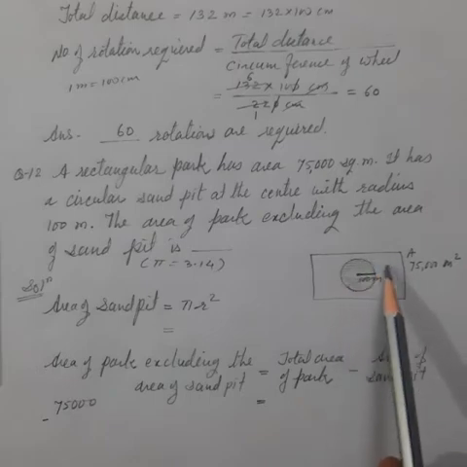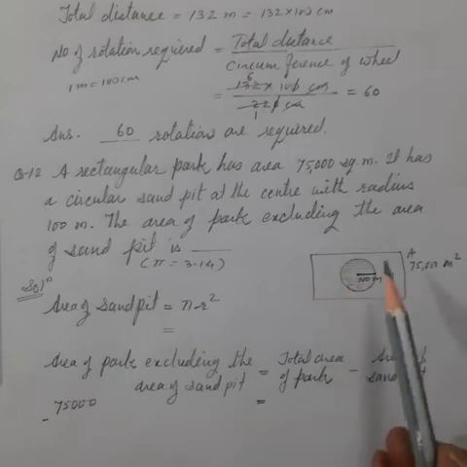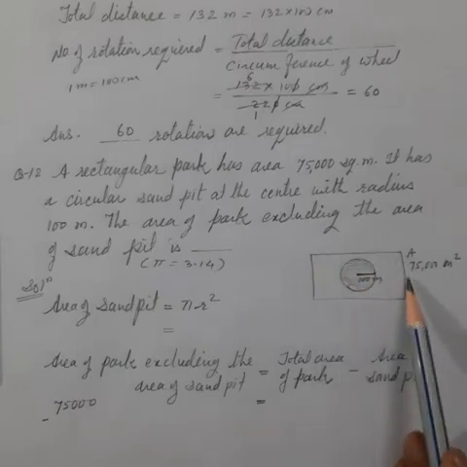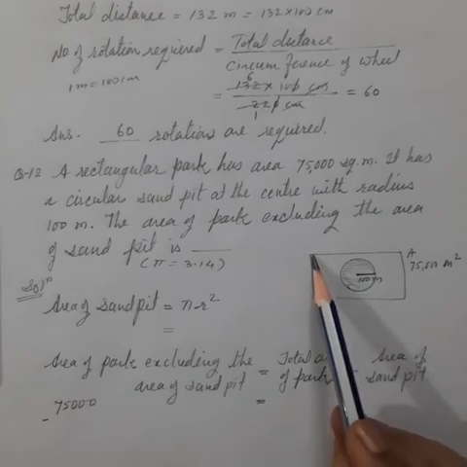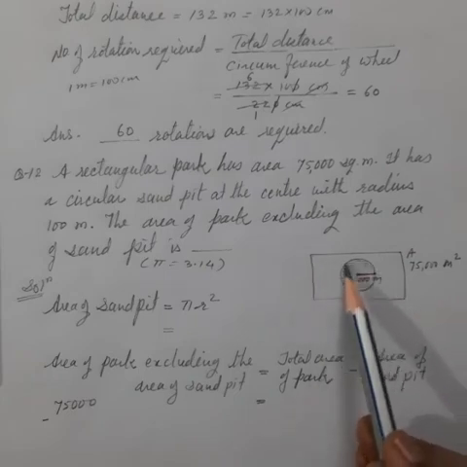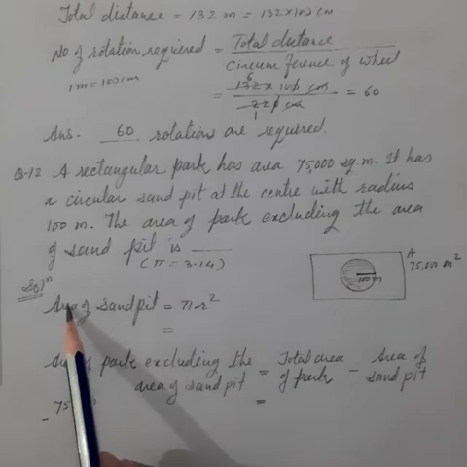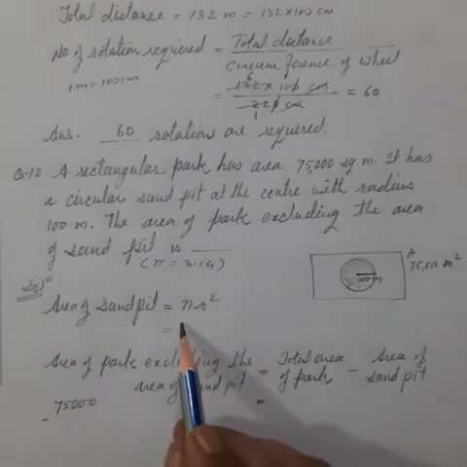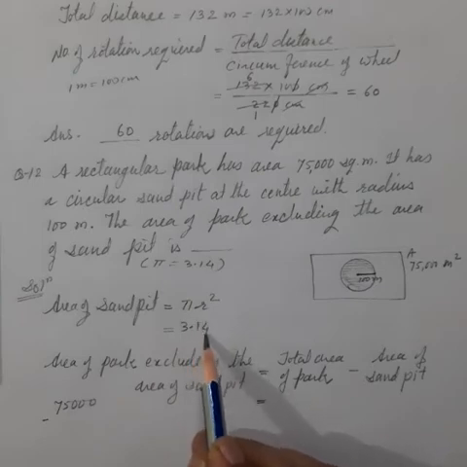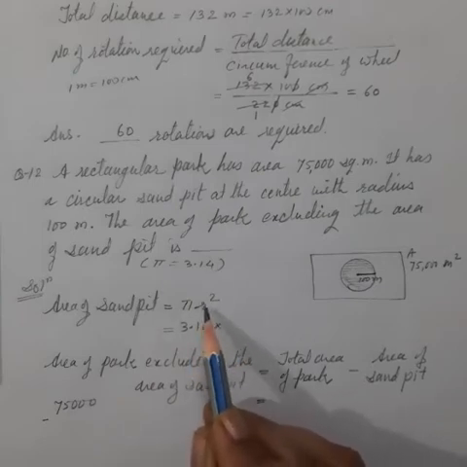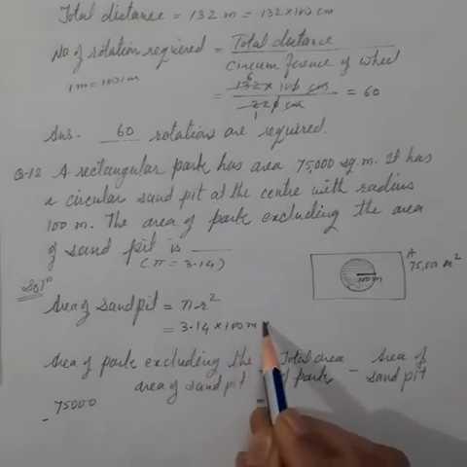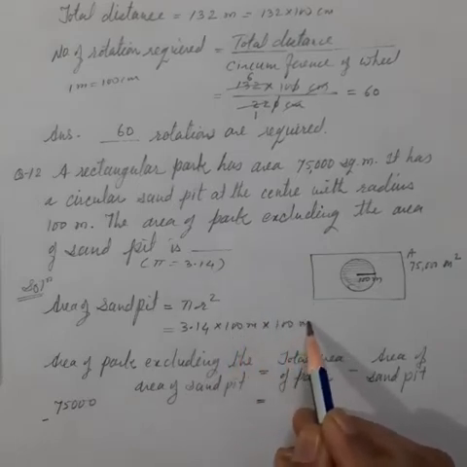To find this remaining area, we have to subtract the area of this sandpit from the total area of the park. Sandpit is in circular shape. So the area of sandpit is pi r square. Value of pi is given 3.14 into r radius of the sandpit is given 100 meter. 100 meter into 100 meter.